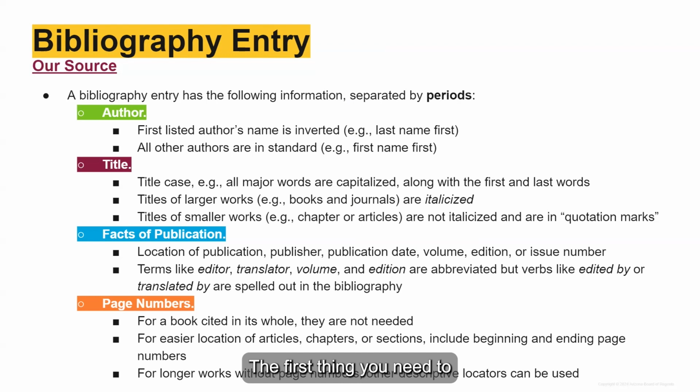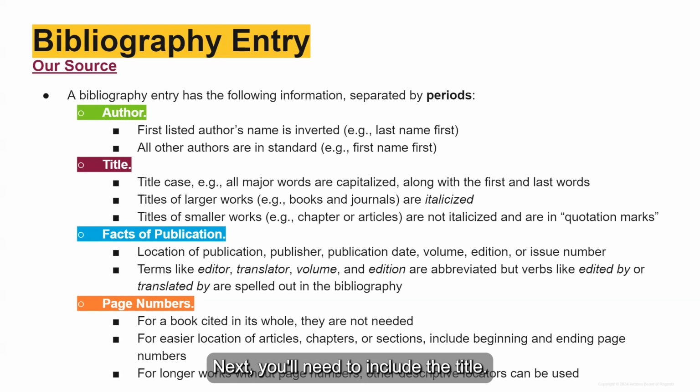The first thing you need to include is the author. The first listed author's name will be inverted, so you will list their last name before their first name. This is so that the reference list or bibliography can be alphabetized by author's last name. However, if there are second, third, or additional authors that need to be included, after you list the first author, you will list all other authors in standard, so first name first.